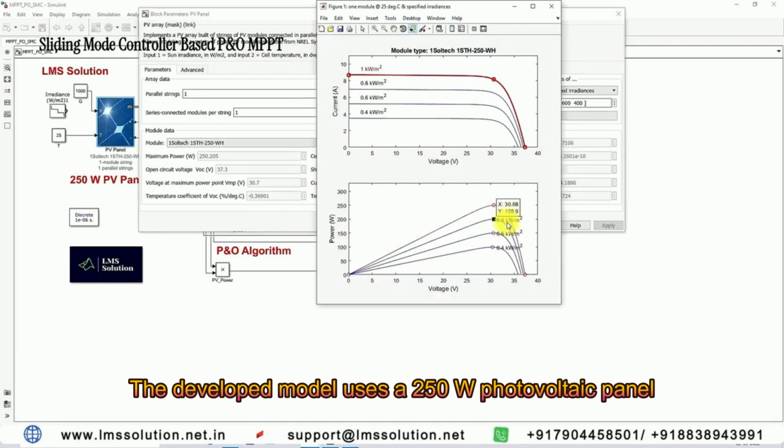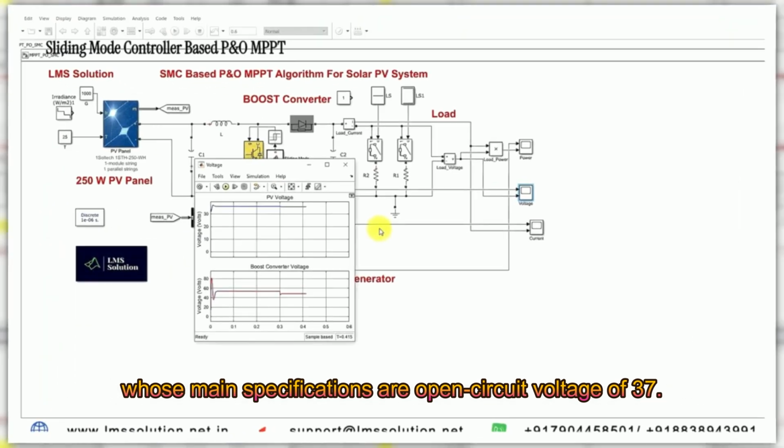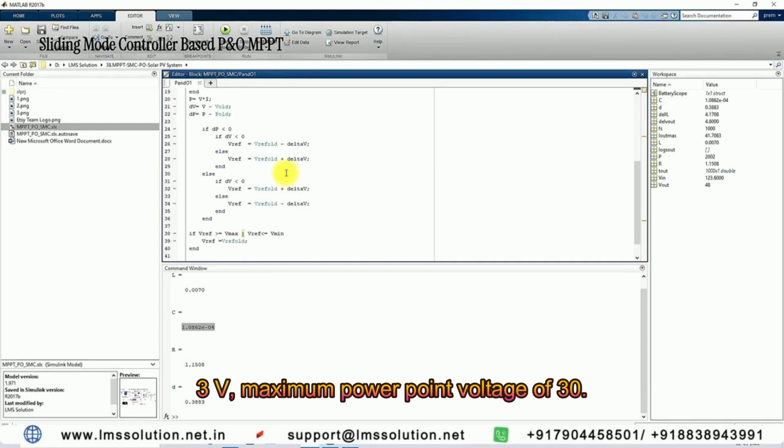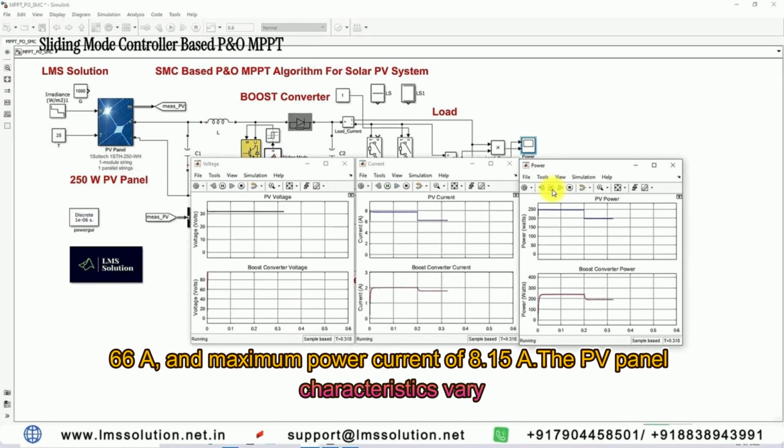The developed model uses a 250-watt photovoltaic panel whose main specifications are open circuit voltage of 37.3V, maximum power point voltage of 30.7V, short circuit current of 8.66A, and maximum power current of 8.15A.